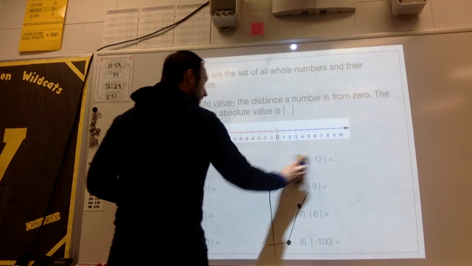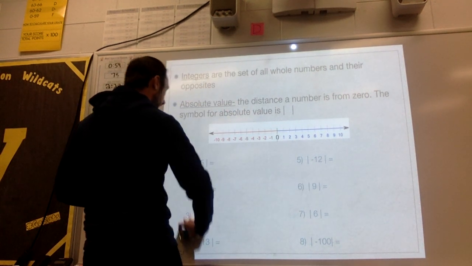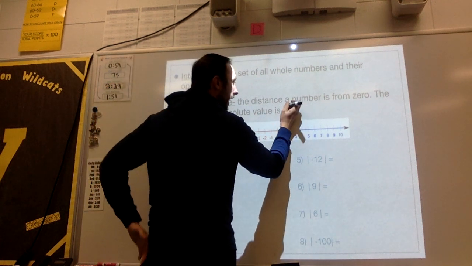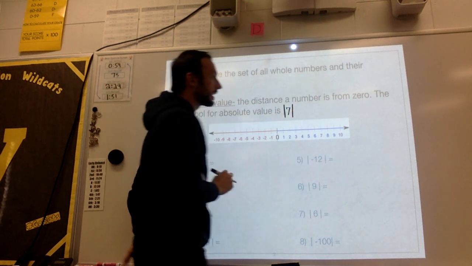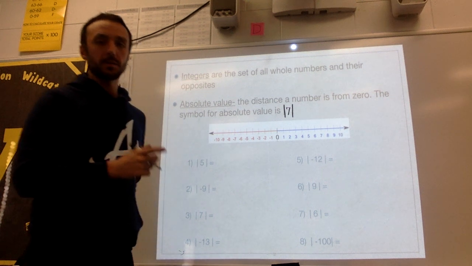This one is absolute values, super easy, but kids like to confuse it and overthink it. Absolute value is these two bars right here, if you can see them. Absolute value is that we have a number like 7 between these two bars, kind of like it's in prison. And absolute value is the distance a number is away from 0.